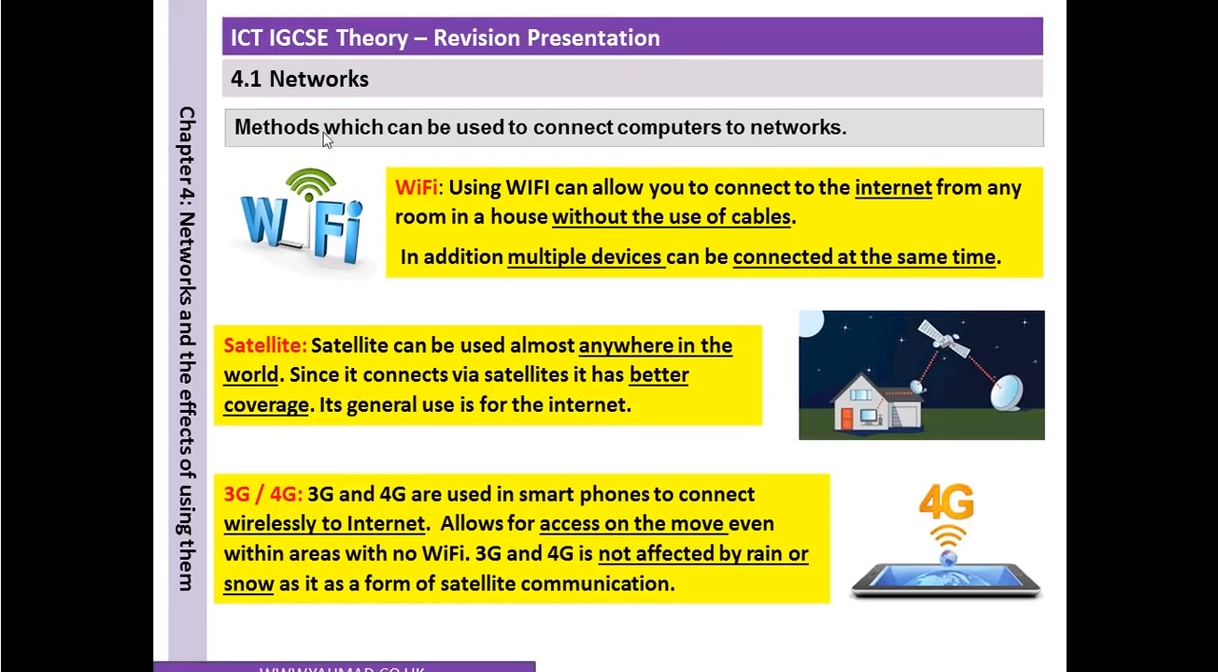Okay, methods which can be used to connect computers to networks. So let's look at Wi-Fi again. Using Wi-Fi can allow you to connect to the internet from any room in a house without the use of cables. In addition, multiple devices can be connected at the same time.